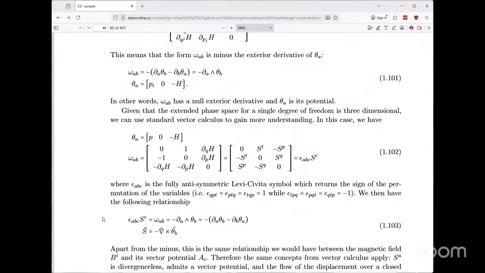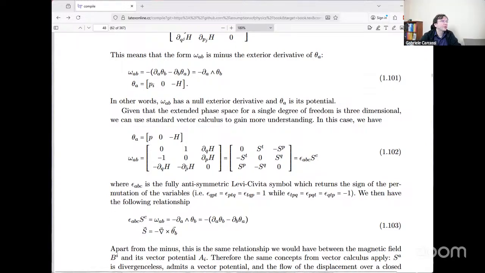Given that the extended phase space for a single degree of freedom is three-dimensional, we can use standard vector calculus to gain more understanding. In this case, we have theta A, which is just that, and the form omega AB. This is the usual trick that you can do in 3 dimensions, that a 2 form becomes a vector, like a magnetic field.